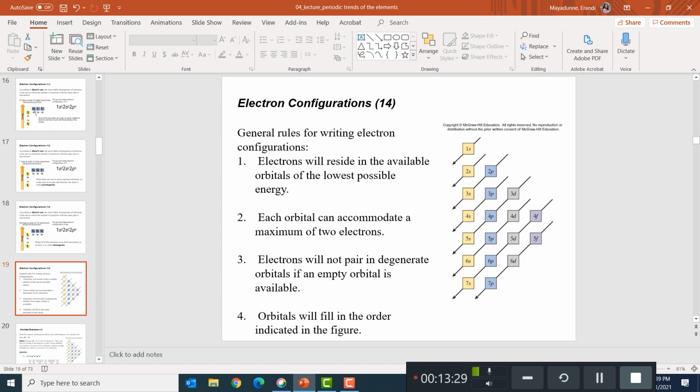Each orbital can accommodate a maximum of 2 electrons. We already learned that for each tiny little orbital. Electrons will not pair in a degenerate orbital if an empty orbital is available. That is Hund's rule. When filling the p orbital, first fill singly, then pair up. Orbitals will fill in the order indicated in the figure. This is a good one to remember. Think about writing it: 1s, 2s, 2p, so it's always like that. It fills like that, and then like that, and always goes that way.